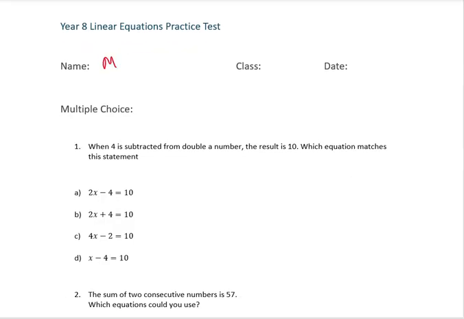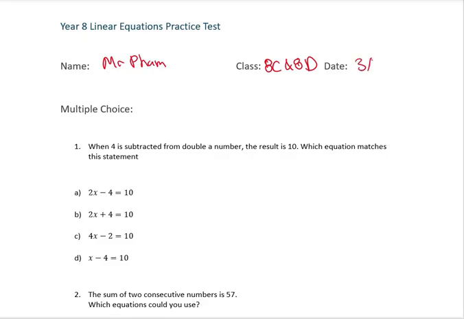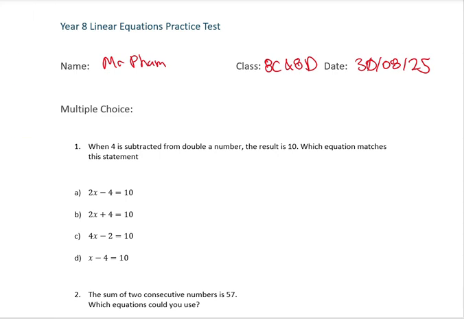So my name, Mr. Fame, class 8C and 8D. Today's date is the 30th. Now I'm just gonna set my pens to be the lowest thickness. Alright. Hmm? Why can't I scroll?